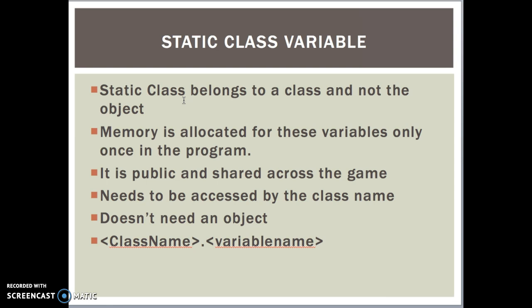We learned about static class variables, and a static class belongs to a class and not the object. Memory is allocated for these variables only once in the program. It is public and shared across the game, and it needs to be accessed by the class name. It does not need an object though, and it's generally written class name dot variable name.